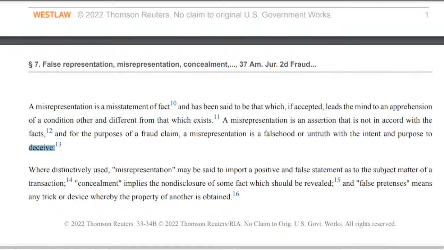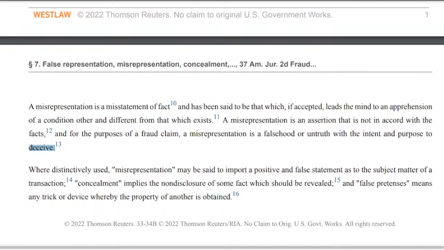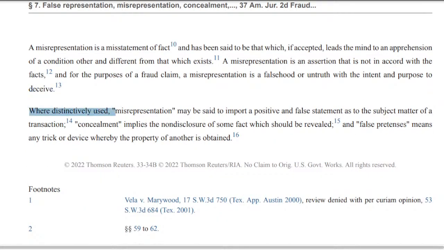Misrepresentations, as you say here, a lot of these things are misrepresentations if you can articulate it as such, and that's what we're learning to do right here. Where distinctively used, misrepresentations may be said to import a positive and false statement as to the subject matter of a transaction. Concealment implies the non-disclosure of some fact which should be revealed. And false pretenses means any trick or device whereby the property of another is obtained.